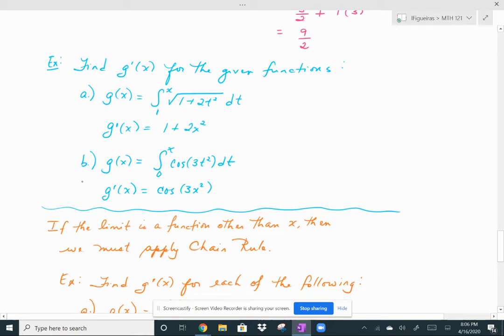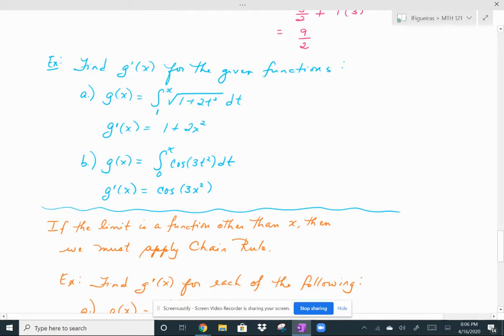So here's another one. g of x equals the integral from 0 to x of cosine of 3t squared. By the way, this lower limit doesn't matter as long as it's a constant and it's within the domain. And again, if I look for g prime, that's just cosine of 3x squared. The x replaces the variable t.